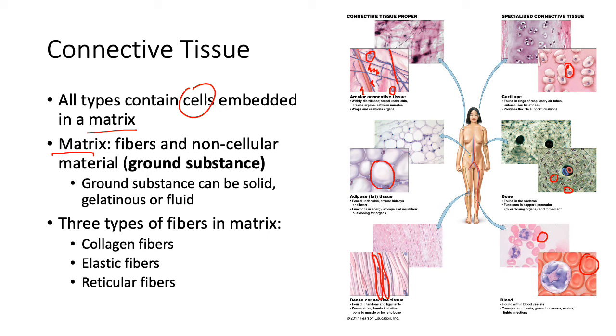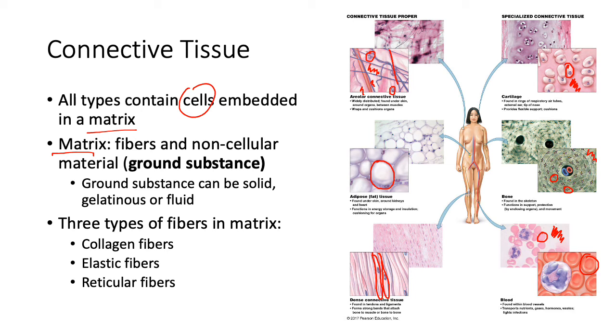But if we compared that matrix to, say, cartilage or bone, the matrix of these is much harder. The matrix in cartilage is more gelatinous, whereas in bone, it's very, very solid. And then blood is the biggest example where you have a fluid matrix, where again, our red blood cells are floating in what is called plasma. It's in a fluid situation.